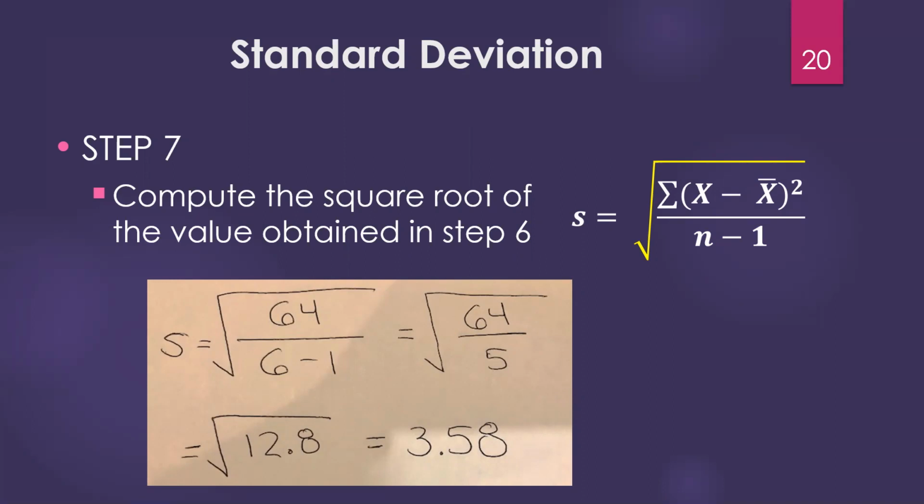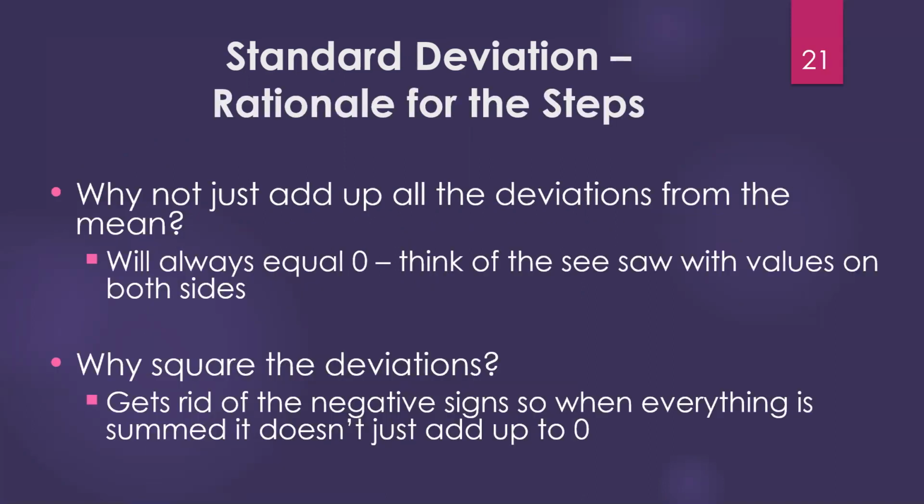Okay, so the last step of computing standard deviation is doing this square root, which gives you a standard deviation of 3.58 as your final answer.